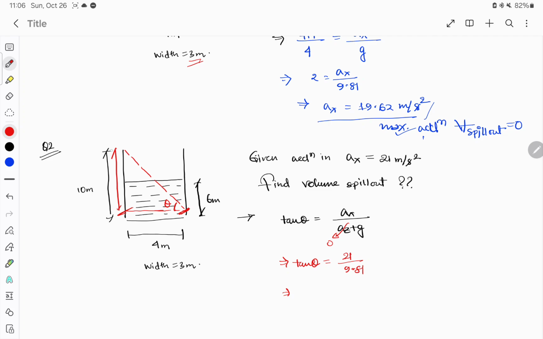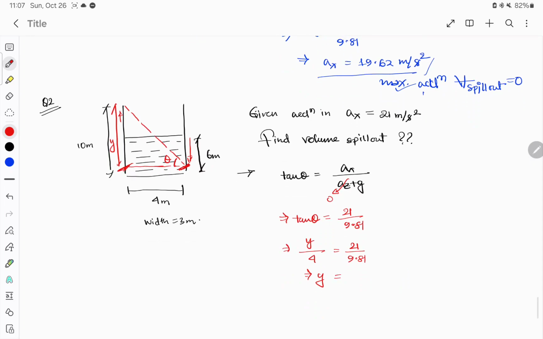So we'll consider वॉल्यूम स्पिल आउट होने के बाद we don't know कि ये कितना नीचे आया, ये पार्ट कितना नीचे आया हमें पता नहीं है. तो ये हम भी ये पता भी नहीं कर सकते. इसको y पकड़ लेते हैं. y by 4, 21 by 9.8. y is equal to how much? y is coming out to be 8.56 मीटर.